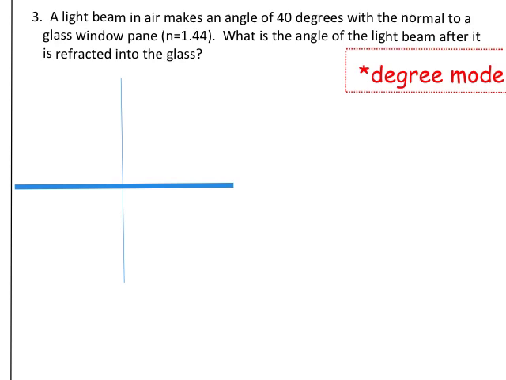So I have air up on the top, and then my glass window pane is the material underneath, and this represents my normal line. So when my light ray is incident at 40 degrees with the normal, I would know that right here would be 40 degrees, and I want to know the angle at which light comes out. I don't know if it's going to bend outward or inward, so we're going to do the math and figure out how the light is going to look once it refracts through the glass.